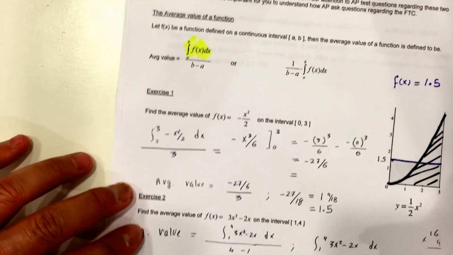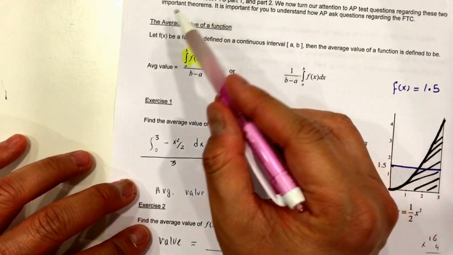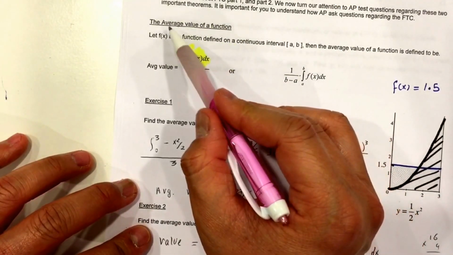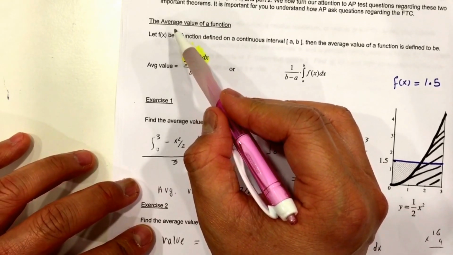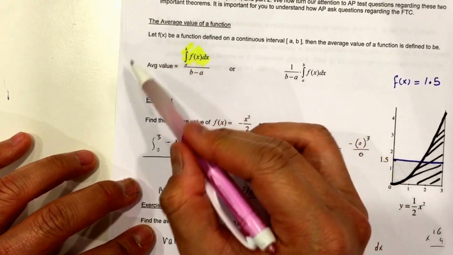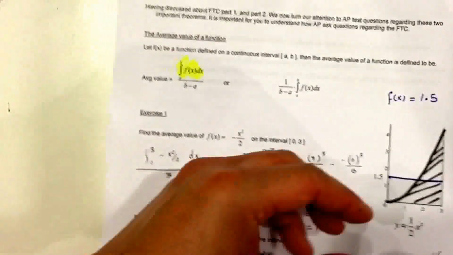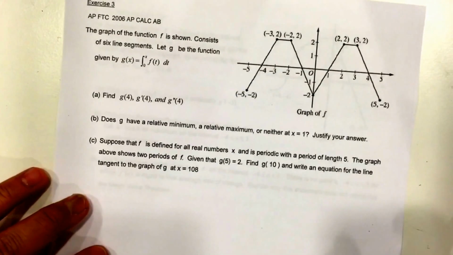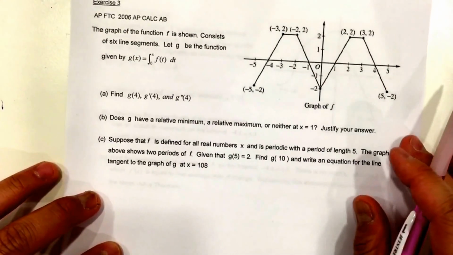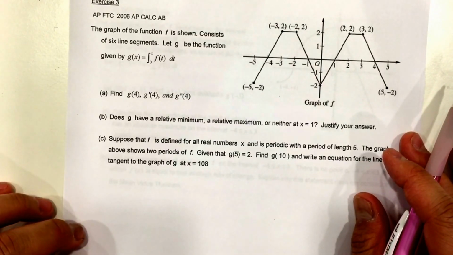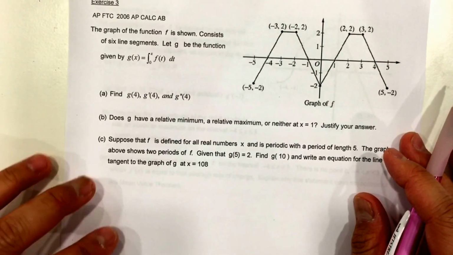But what I want you to get from this concept is, whenever you see a question asking for the average value of a function, I want you to think of this. So now we can move on to our first exercise on how to deal with AP free response questions regarding the fundamental theorem of calculus part 1 and part 2.